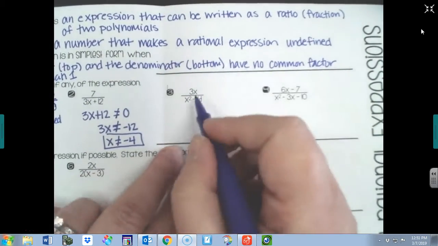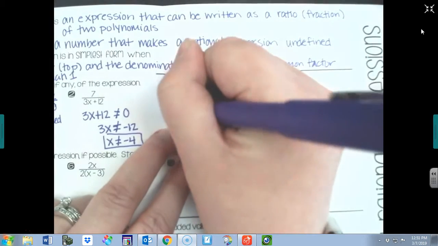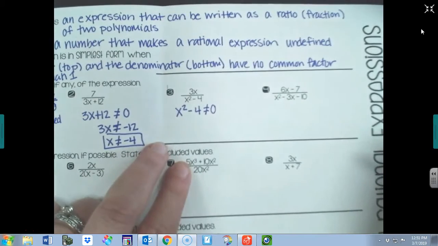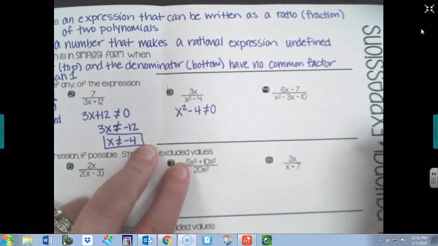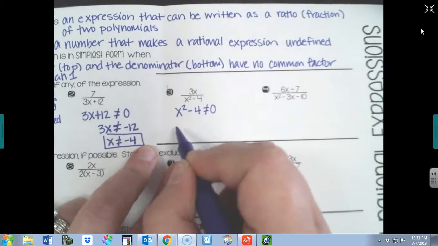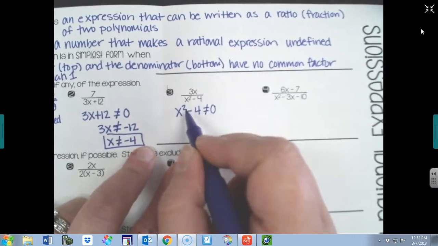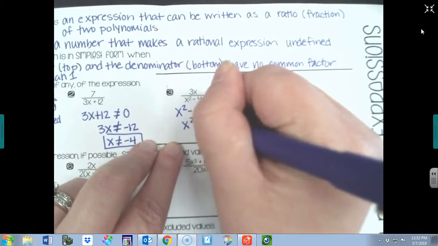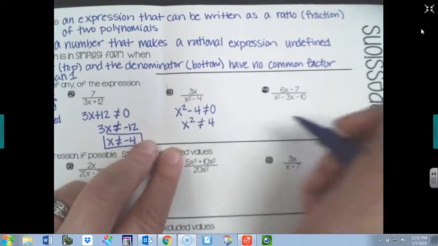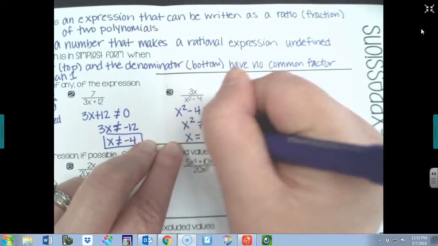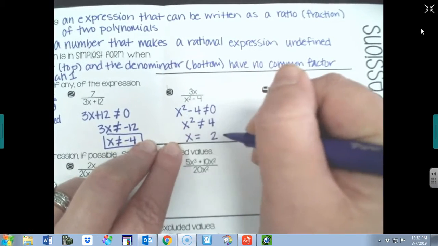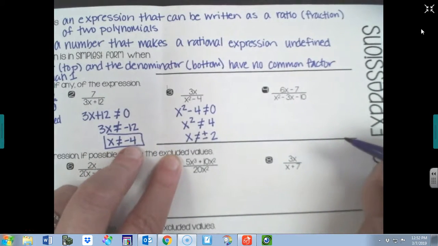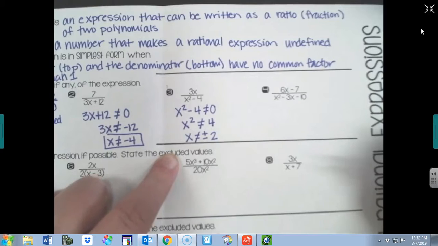Okay, let's take a look at number 3. Take that denominator, x squared minus 4, that cannot equal 0. You can either factor this as a difference of two squares, or you can recognize that we can solve by square roots. I'm just going to solve by square roots. So x squared cannot equal 4. Take the square root. The square root of 4 is 2. Whenever we take the square root, we take the plus minus. So x cannot equal the plus minus of 2.